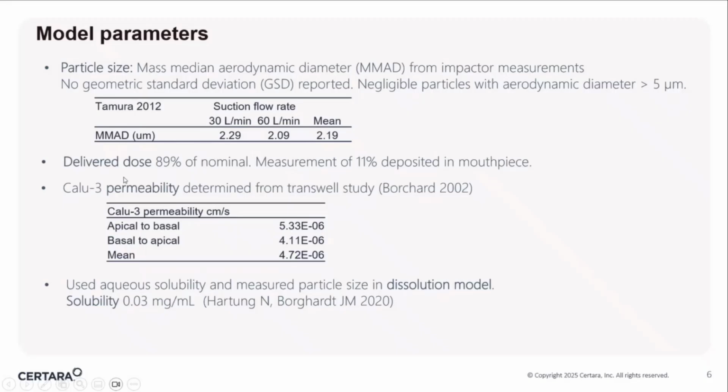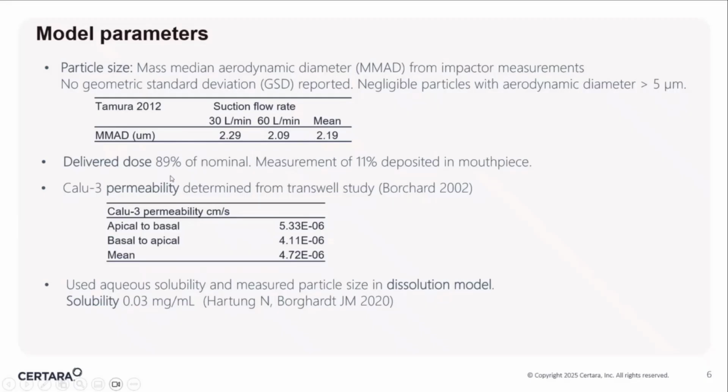Another thing: the dose that should be entered in the simulator is the delivered dose. This is what actually leaves the inhaler device and enters, at least, the mouth-throat. Normally there's a residue within the device, and in this case the delivered dose is 89% of the nominal dose.